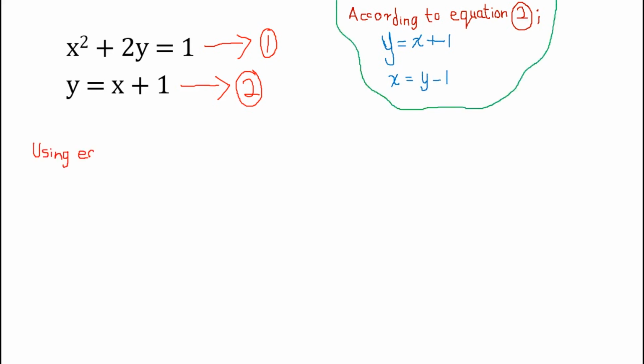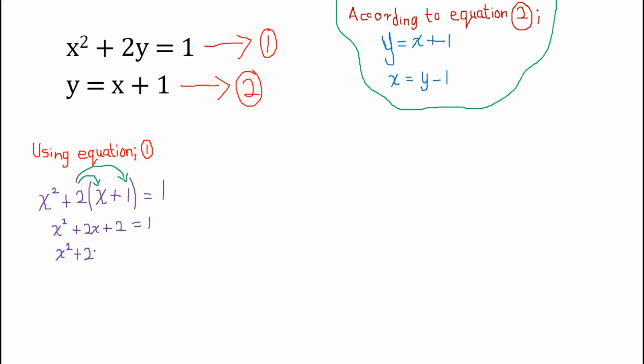Now by using equation number 1, I will be finding x by substituting the value for y as x plus 1 as found earlier. So we get x squared plus 2x plus 2 equals 1. Now we can arrange it in quadratic equation form by taking 1 to the left hand side. We get x squared plus 2x plus 1 equals 0. So now we can arrange them as factors as x plus 1 and x plus 1 equals 0. So we get x equals minus 1.